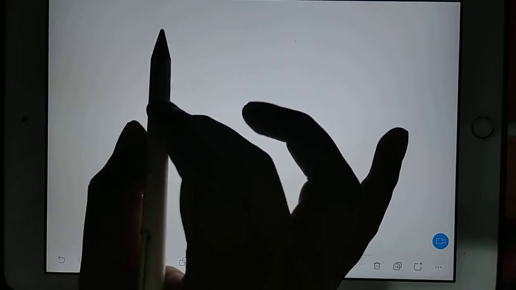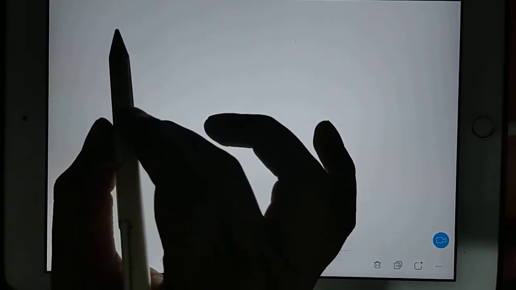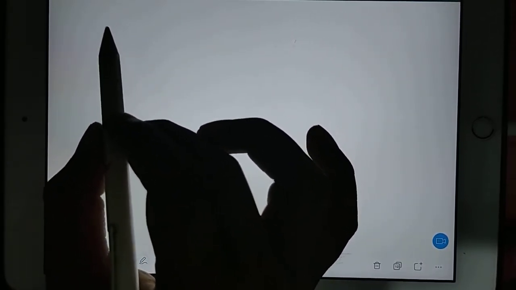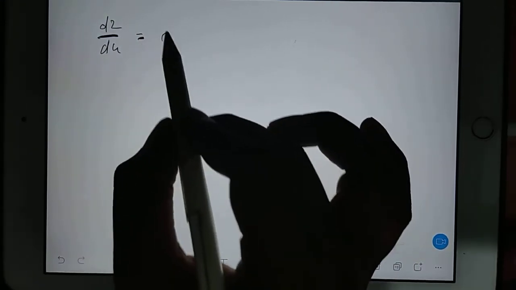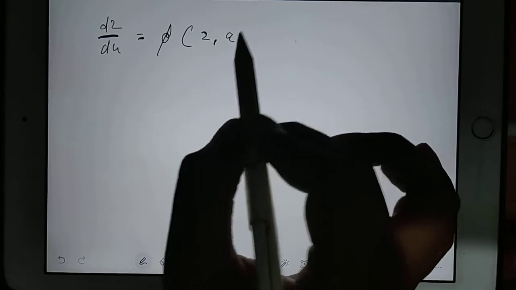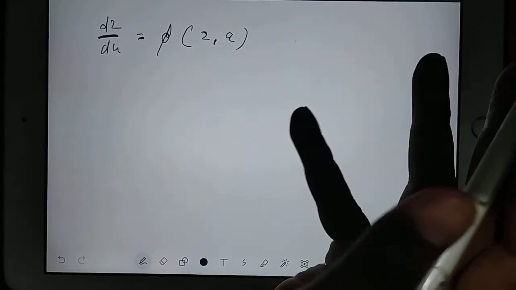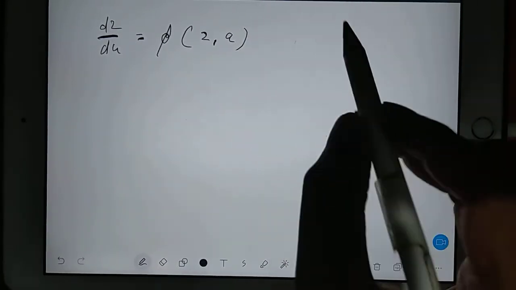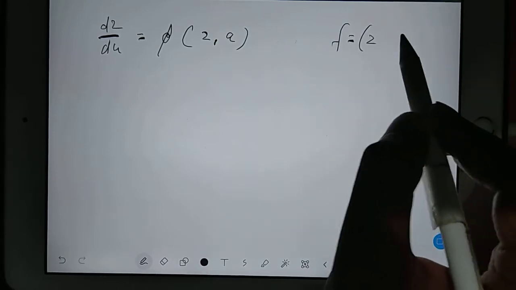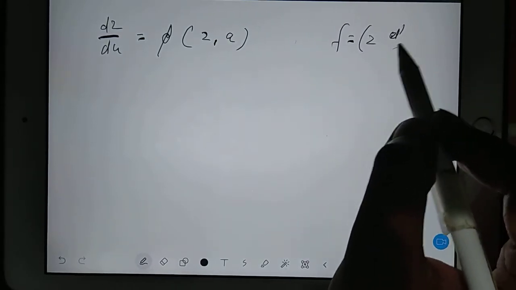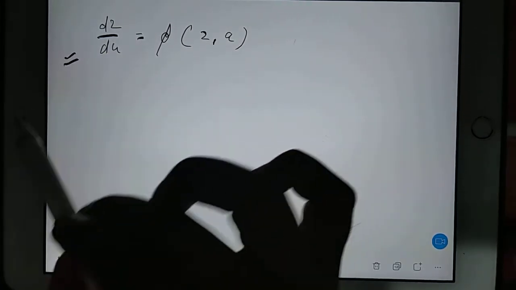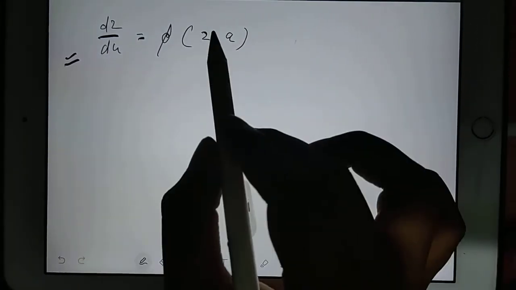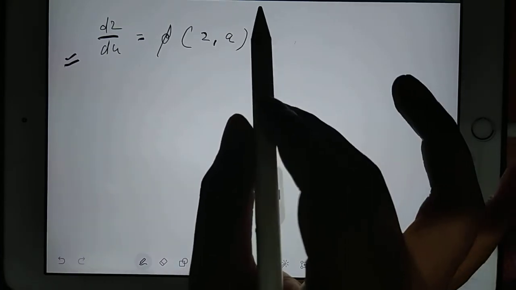I will change the page. So see, I got my final function. So you see, you have dz by du. So this will be the function of your pure z and a, because nothing is remaining now. In this f function, you have z term, you have z dash term with u. So your final equation, whatever I'll be getting, that will be in this format, z and a.